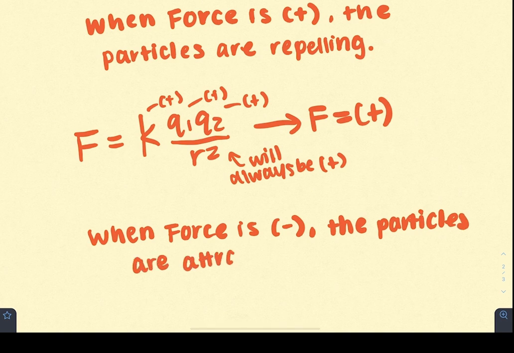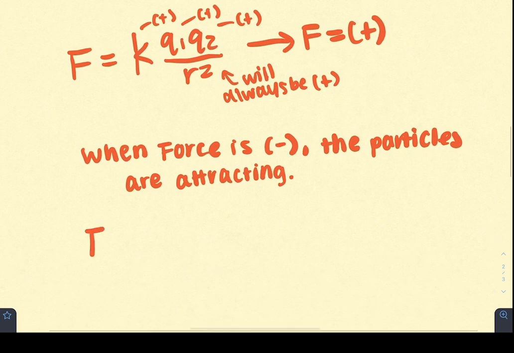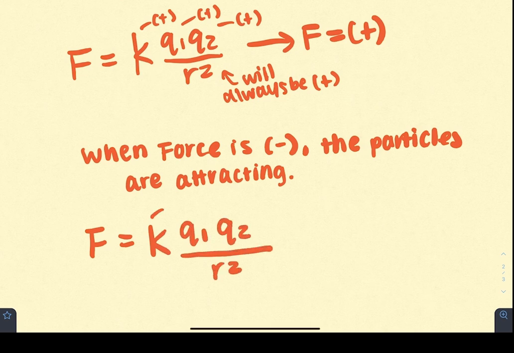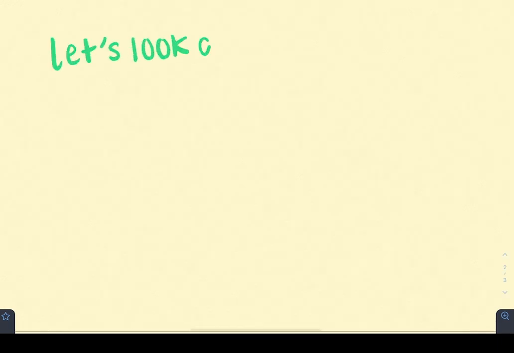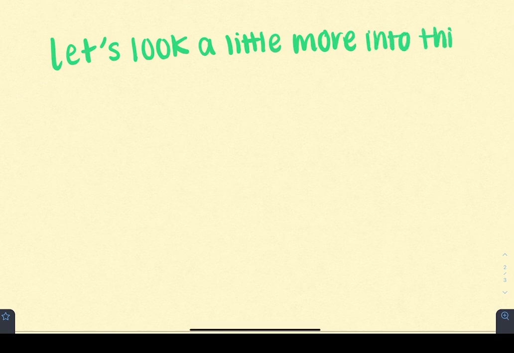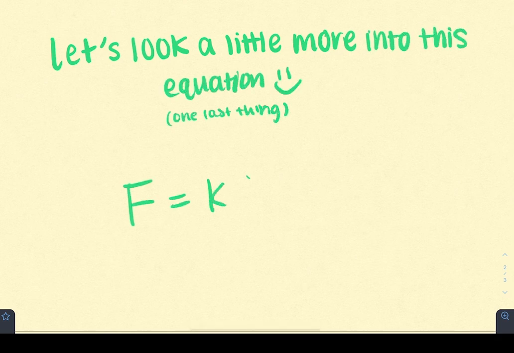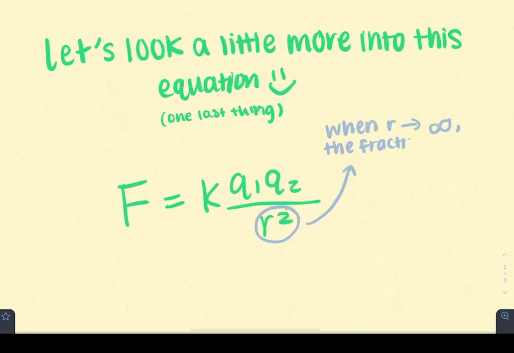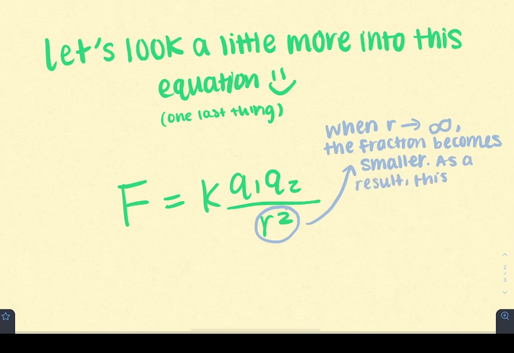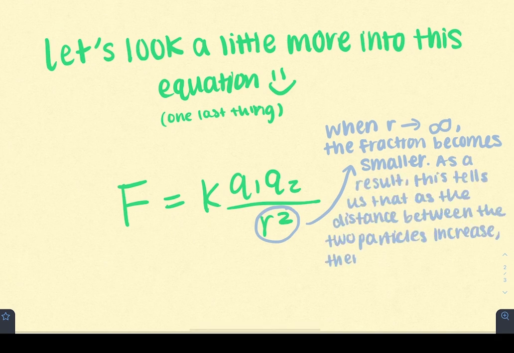Now let's look at opposite charges. So K is always positive, Q1 is positive, Q2 is negative. So when force is negative, the particles actually attract. Now let's look at one more thing about this equation. It's the last thing. And I've mentioned this before, but I think it's really important to emphasize. As R moves to infinity, the fraction becomes smaller, and this tells us as the distance widens, then force decreases.